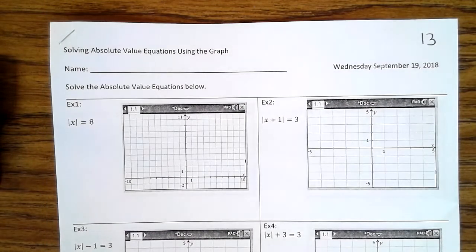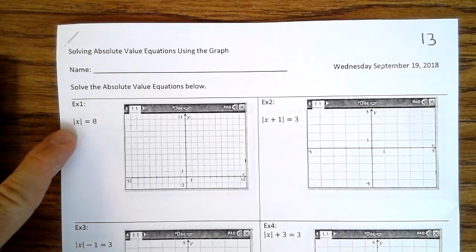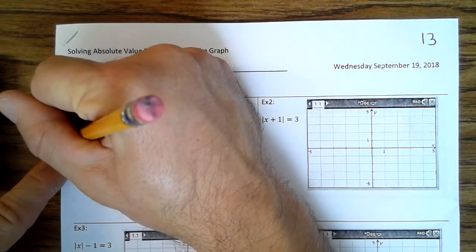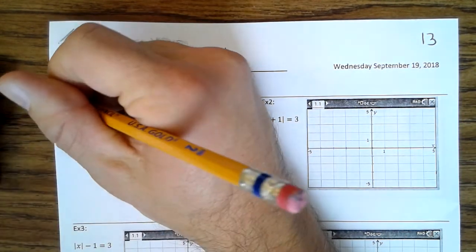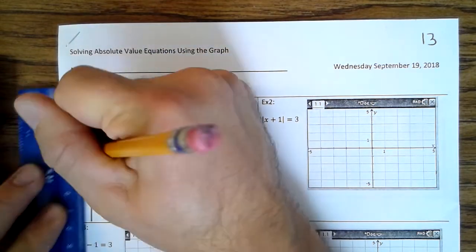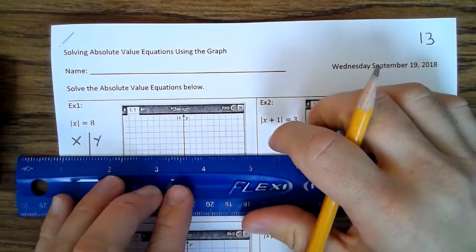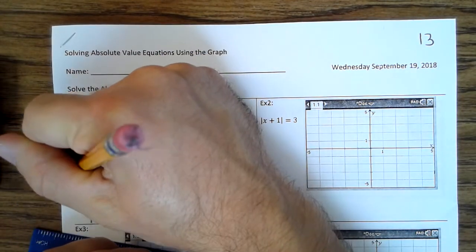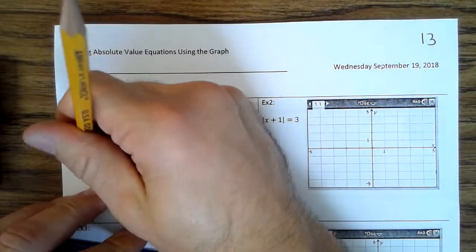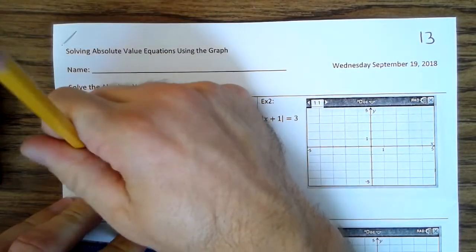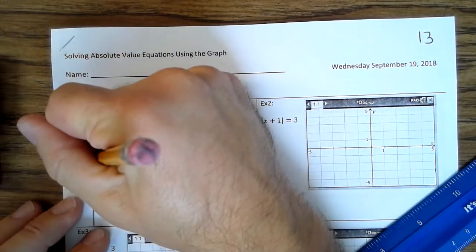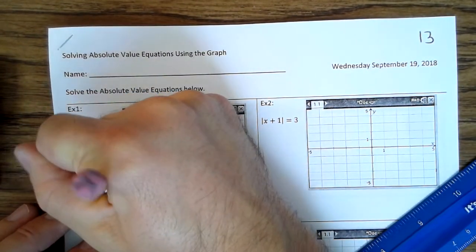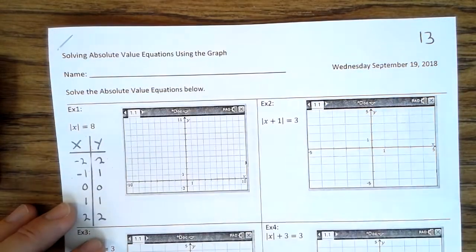Let's look at the examples. Example 1. Step 1, isolate the absolute value. It's isolated. Step 2, graph the left side. Now that's just the parent function, so we know the parent function points in x and y. Writing x and y, the points are -2, 2, -1, 1, 0, 0, 1, 1, 2, 2.